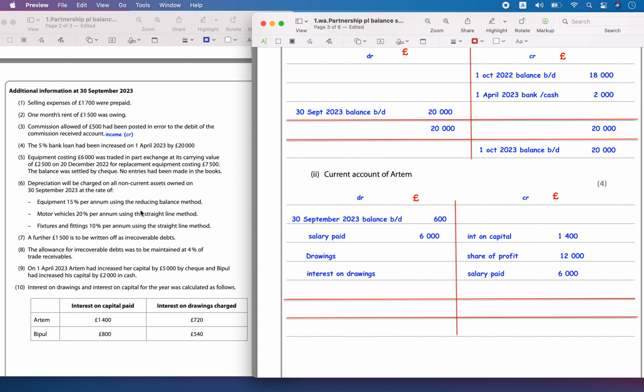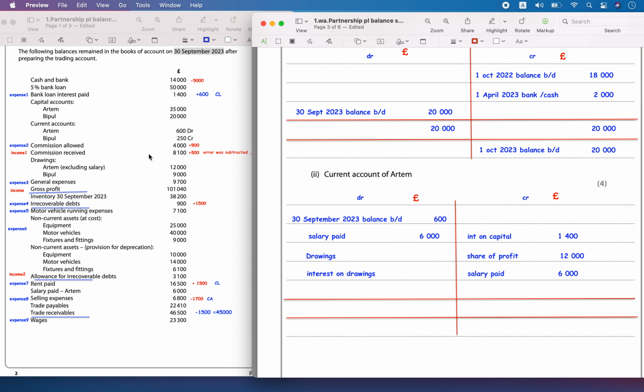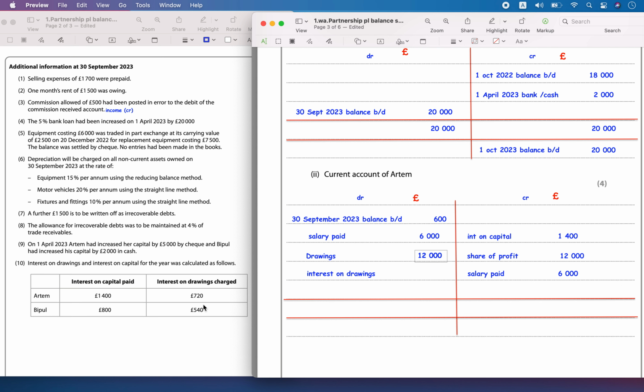So these two things have to be adjusted. The drawings that happened was 12,000. It had no salary here, so it is exactly correct. The drawings had to be only for that purpose. And the interest on drawings he got was 720. So he had to pay 720 to the business. Now let's add up all these values.